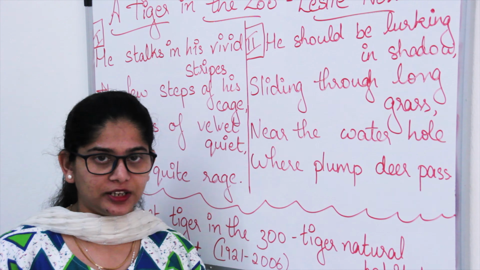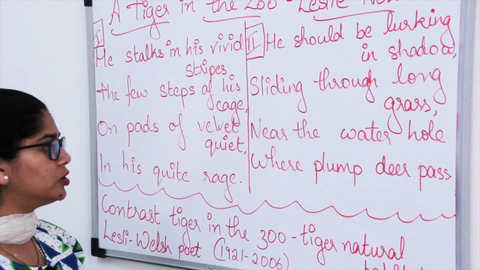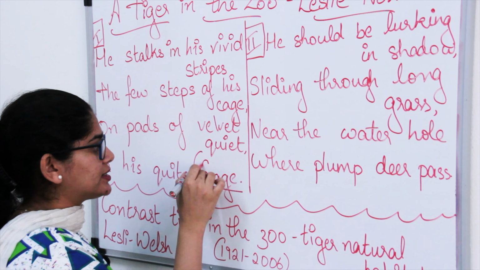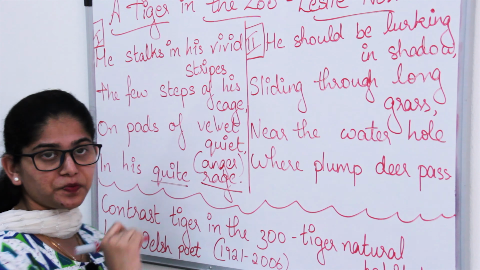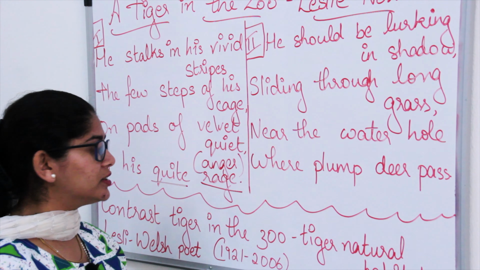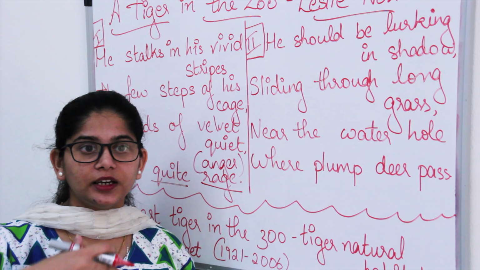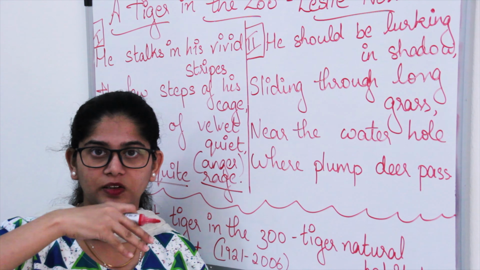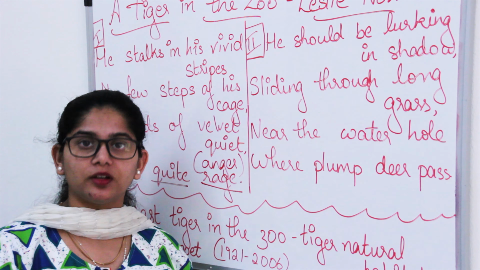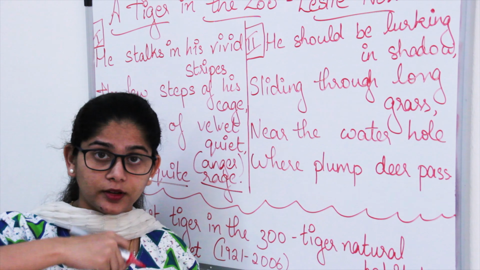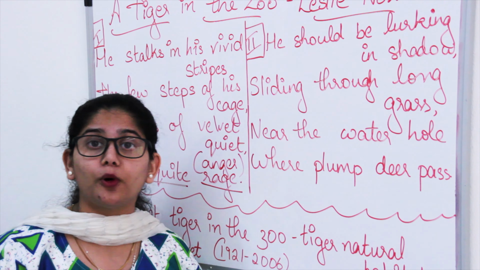In his quiet rage. The word rage basically means anger. Why do you think the poet has used the words quiet rage? The reason is that he has kept it inside. He is not showing off his anger. As he's caged, it's deep within. He cannot express it. There's no point in expressing it.